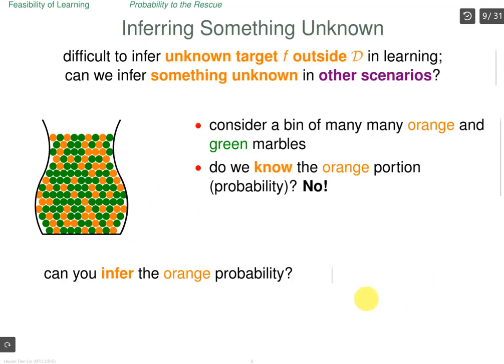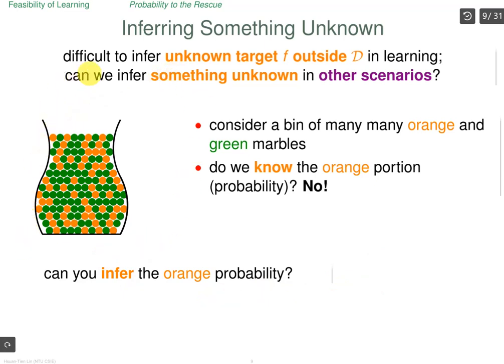We mentioned that it is difficult to infer an unknown target function outside the dataset in machine learning. Well, is there anything similar? Other scenarios where we could deal with something unknown? Let's take a look at the following example.